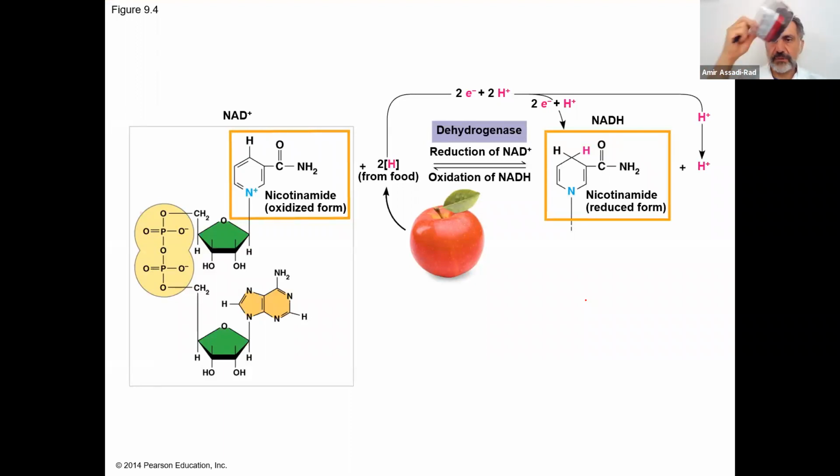Right here, they're talking about an apple. Your textbook's nice. I'll bring you chocolate, ginger.